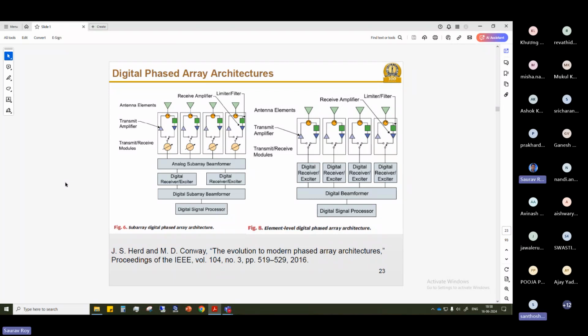Understood? So this is by using mixers. Yes, a mixer is required. A mixer is required for communication, right? Yes.